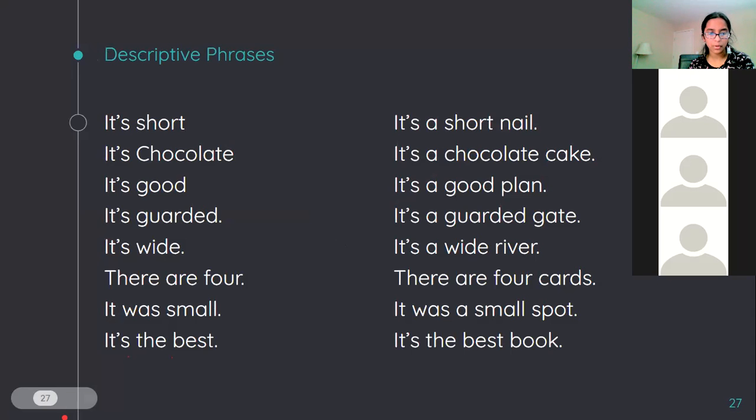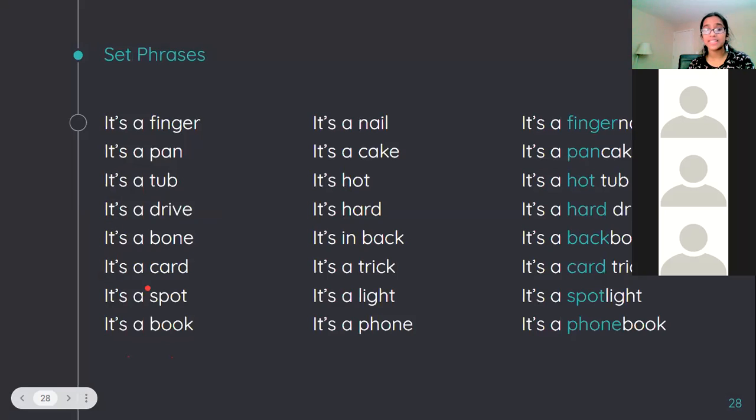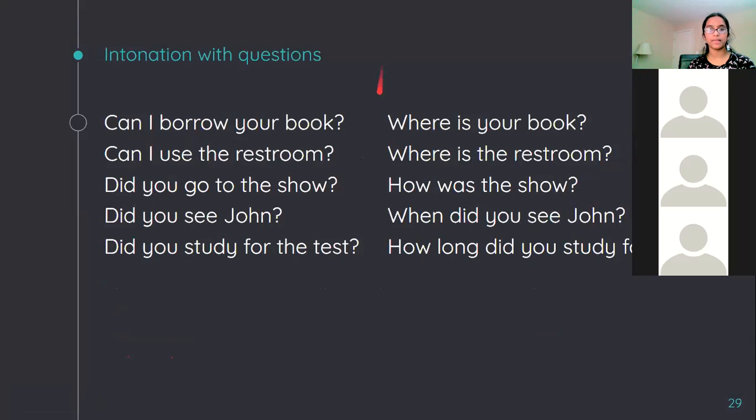Okay. But when you have a set phrase, it just means that you have two words that are put together, like fingernail. Fingernail has two words that are put together. And when those two words are put together, you would emphasize the beginning of the word. That's what it is. And we will talk about this more next week.